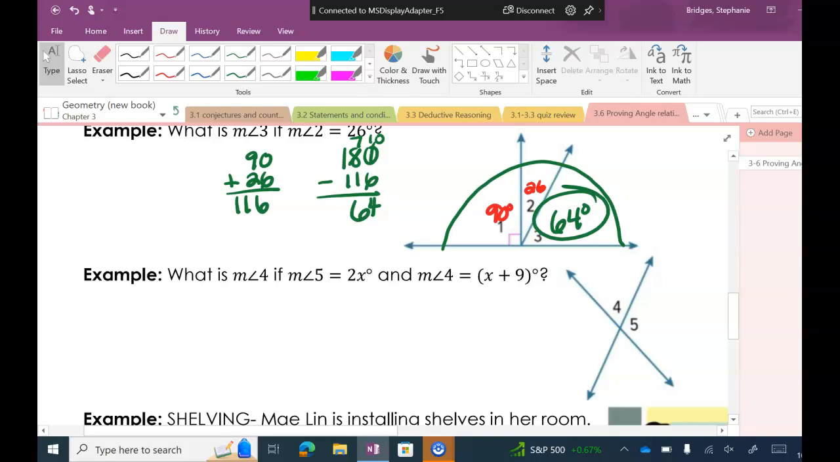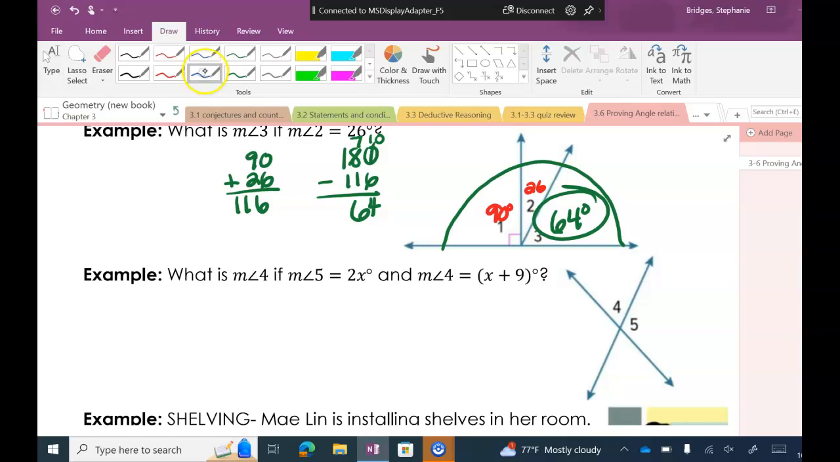All right. I'm going to walk through this one with you. First of all, look at your picture. It says, what is the measure of angle 4 if the measure of angle 5 is 2x and the measure of angle 4 is x plus 9? So in this one, we're going to have to do a little bit of work. But look at your picture. What can you tell me about 4 and 5 together? They equal 180 because they give you a straight line, right?